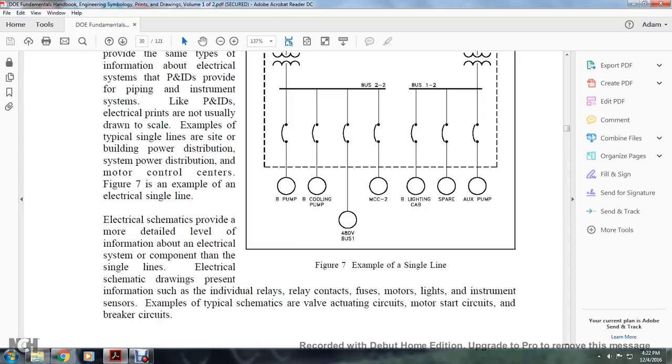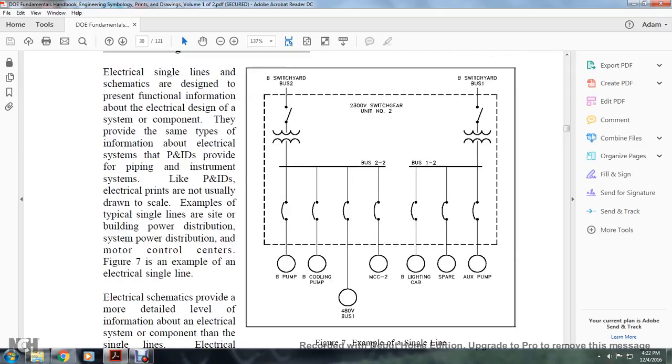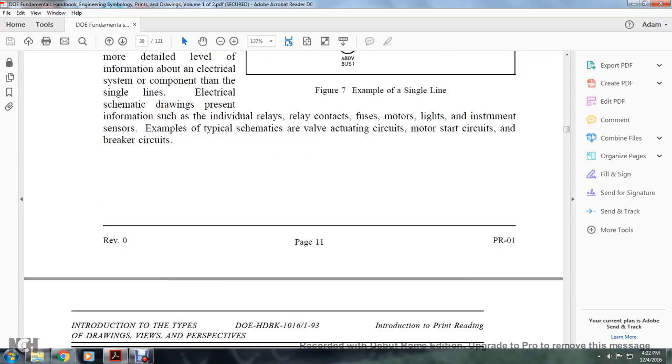Electrical schematics provide a more detailed level of information. Electrical schematics complement the single lines. Electrical schematic drawings present information with the individual relays, relay contacts, fuses, motors, lights, instruments, and sensors. Examples of typical schematics: valve actuating circuits, motor circuits, and circuit breakers. Figure 7 shows an example of a single line schematic.